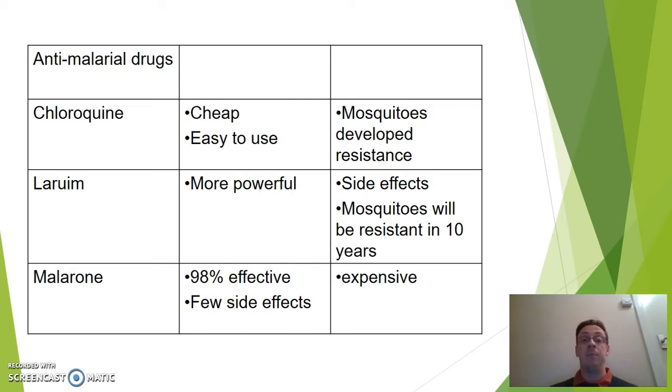You've then got Larium. Now, Larium is more powerful, however, it has side effects, and we are looking at mosquitoes developing a resistance to this drug as well. And the last one I've got here is Malarone. Now, Malarone is much more effective. It doesn't have as many side effects, but that problem that keeps cropping up, money. It's expensive. Trying to get that applied to different areas where you don't have finance to do so is a major, major issue.